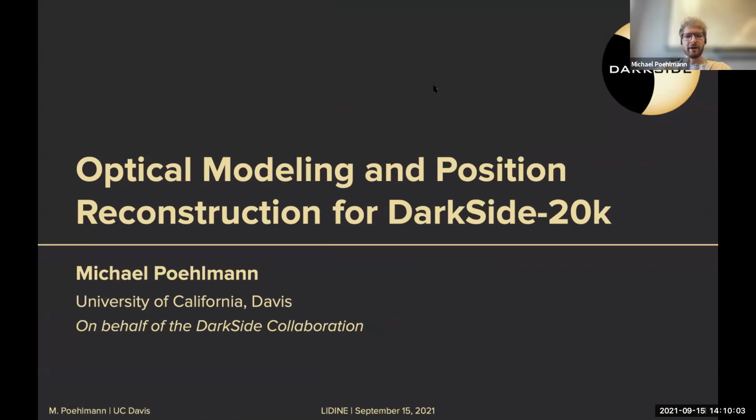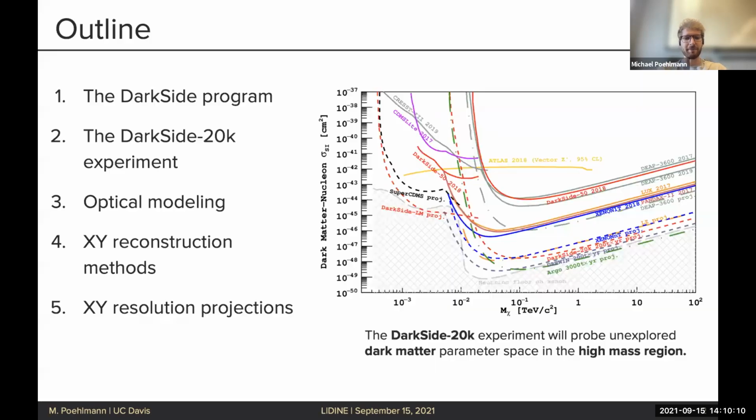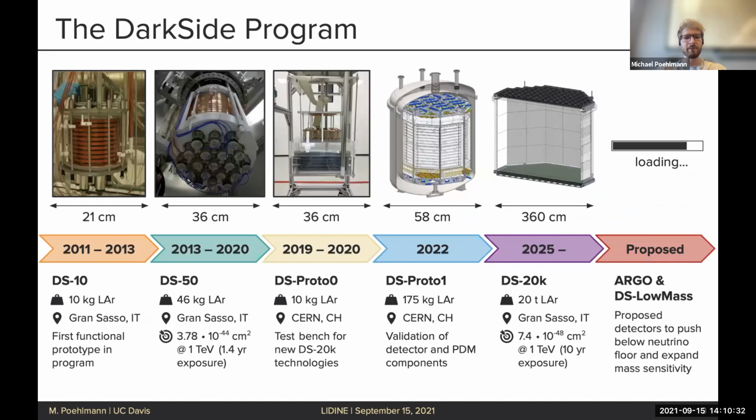Hi, today, as you mentioned, I will be discussing the DarkSide program's effort to search for high mass dark matter with 2-phase liquid argon time projection chambers. And I will specifically be focusing on our next generation detector DarkSide 20K. I'll discuss the optical model we use to describe scintillation in liquid argon, as well as how we simulate events, and our work on algorithms which are used to reconstruct XY positions for events.